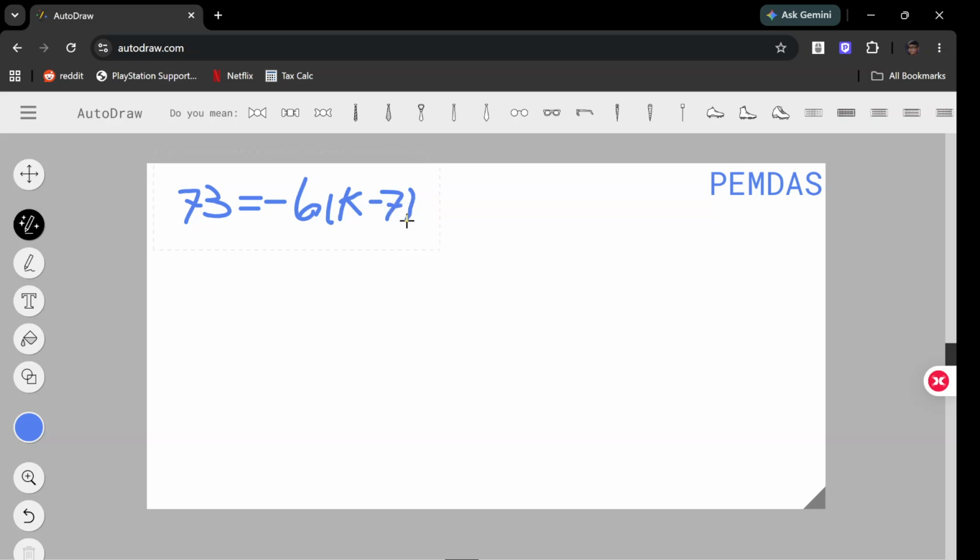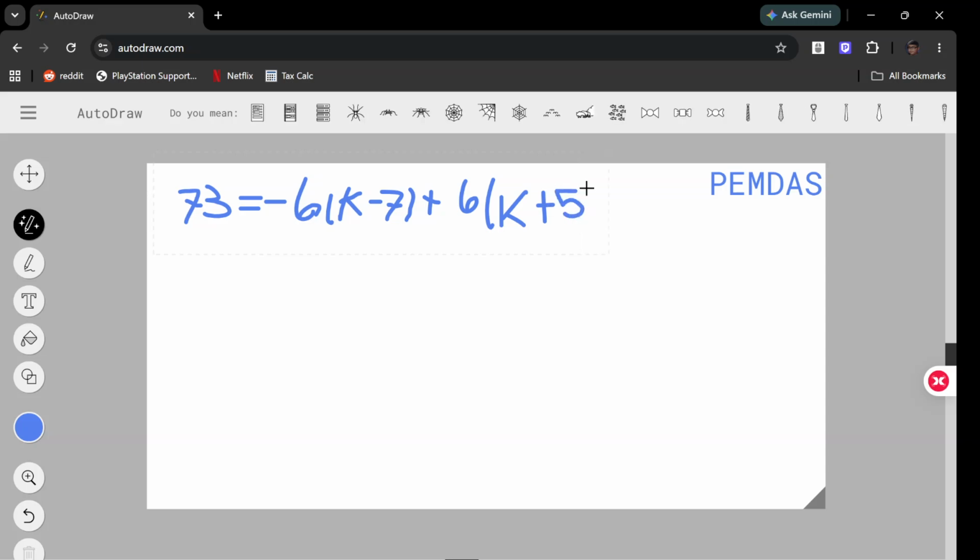Six times k minus 7 plus 6 times k plus 5. So the way I like to do these problems is to break them up into chunks. So that's what I'm going to do. I'm going to break this into a chunk, and I'll break right here. Cool. So I only worry about one section at a time, so I don't get lost.